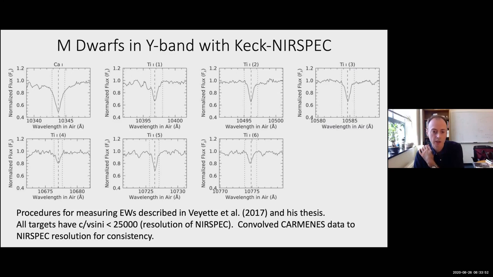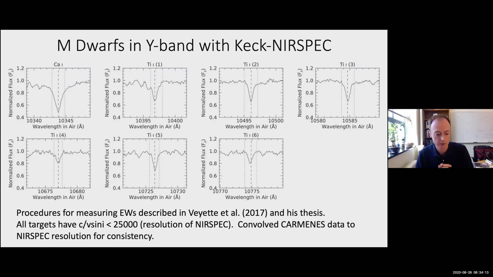And this is just showing how complicated spectral analysis is for M-dwarf stars. We don't have a very clear continuum. We instead have a pseudo continuum upon which we measure the equivalent widths of these lines. But the description of how we measure the equivalent widths of those titanium lines is described in a paper by Bayet et al.